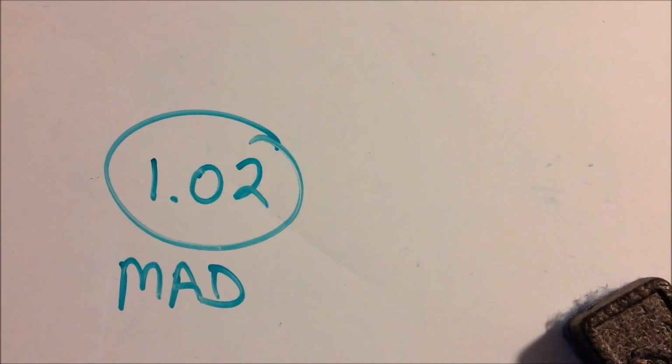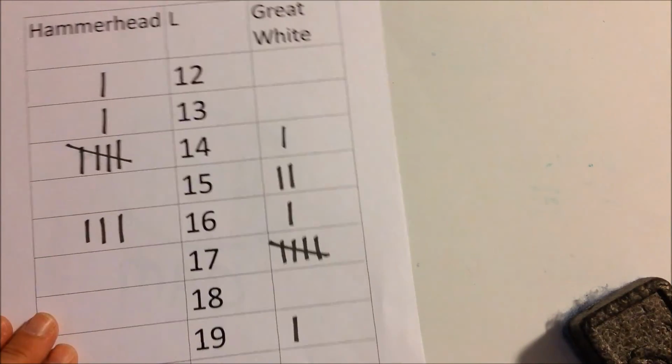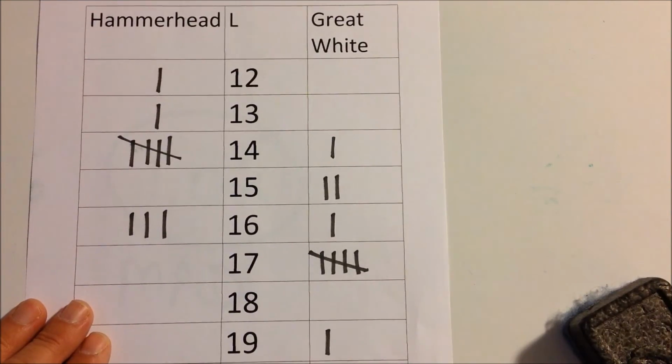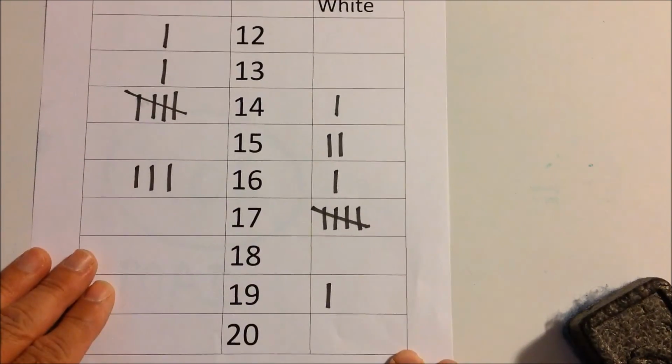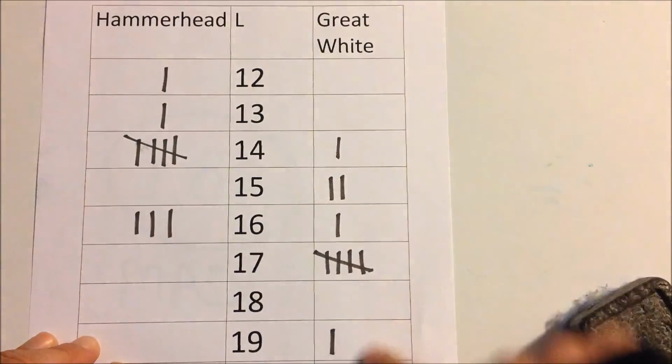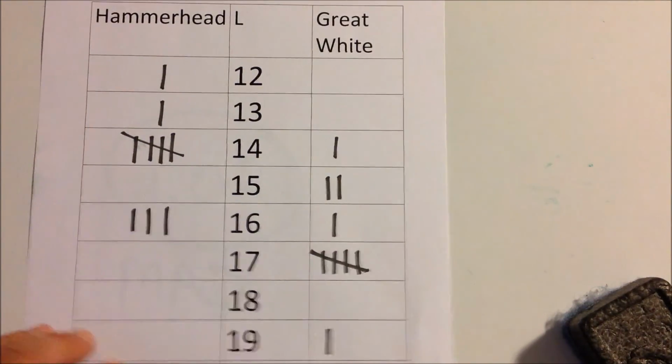Now, for you to do and hand in is to find the MAD of the great white. There was no 20, so I'll just bring it down here. Find the mean absolute deviation for the great whites.